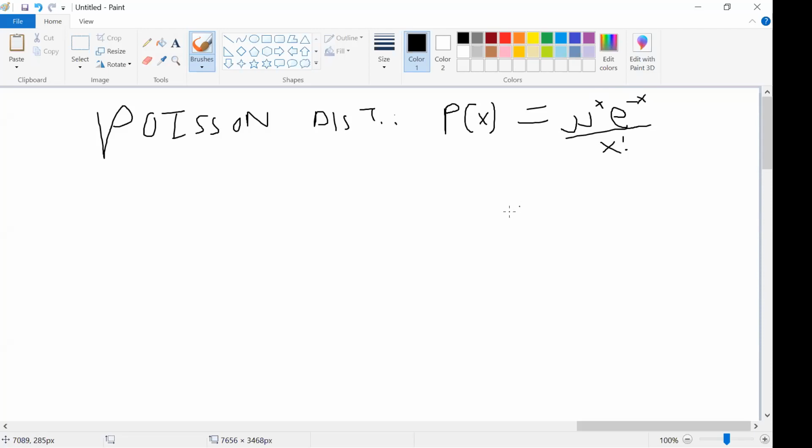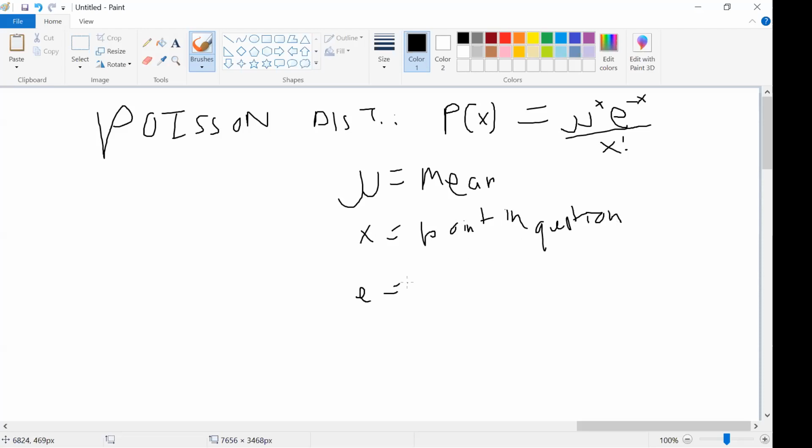Now, what do these letters mean? In this case, our mu is equal to the mean, or the average number of whatever. Our x is the point in question. And finally, e is Euler's number. How many of you have not seen Euler's number before? Okay. This one is 2.71 blah, blah, blah.